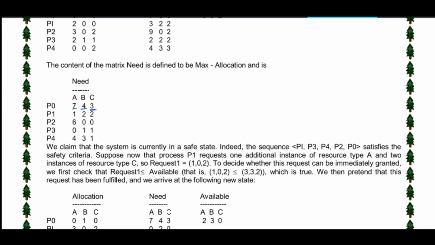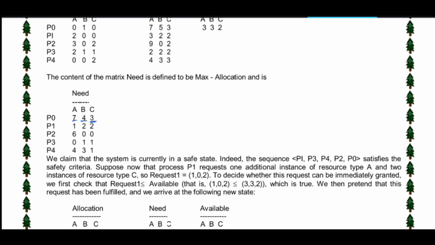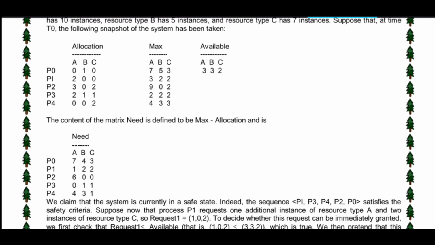And our P1 needs 1 instance of A, 2 instances of B and 2 instances of C, while P2 needs 6 instances of A and doesn't need any other. Then P3 needs 1 instance of B and 1 instance of C. Then P4 needs 4 instances of A, 3 instances of B and 1 instance of C. From the available resources we can relate this. Simply we can execute P1.